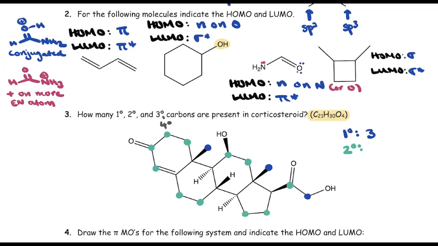All right. I don't think I'm missing any. Cool. So if that's the case, we have 1, 2, 3, 4, 5, 6, 7, 8, 9, 10, 11. So we've already accounted for 14 of our carbons. We still need 7 more.